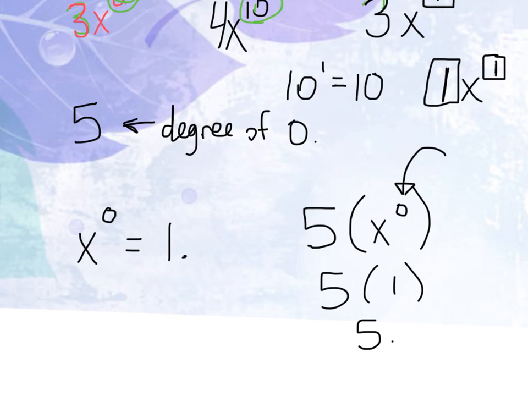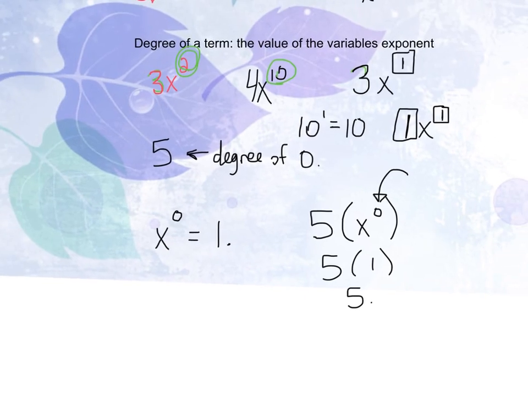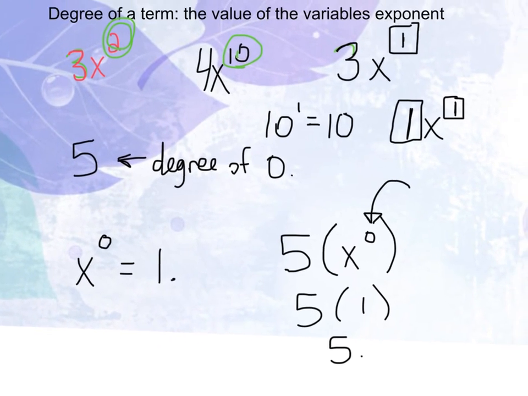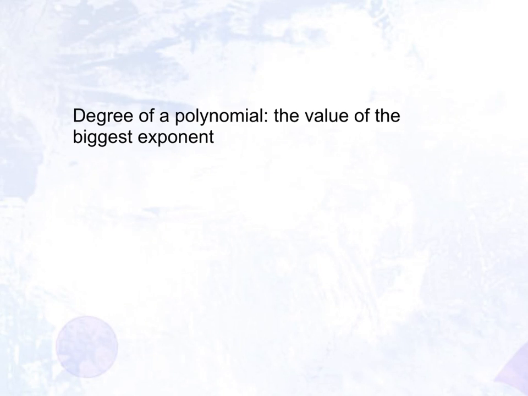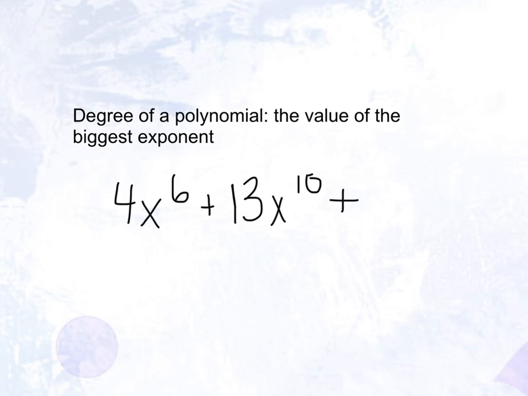Okay, moving on to our next definition. Instead of degree of a term, it is degree of a polynomial. And the degree of a polynomial is essentially the value of the biggest exponent. So for example, if we looked at this polynomial, 4x to the power of 6 plus 13x to the power of 10 plus 40, the degree of this entire polynomial would be 10 because that is the largest exponent we can see.